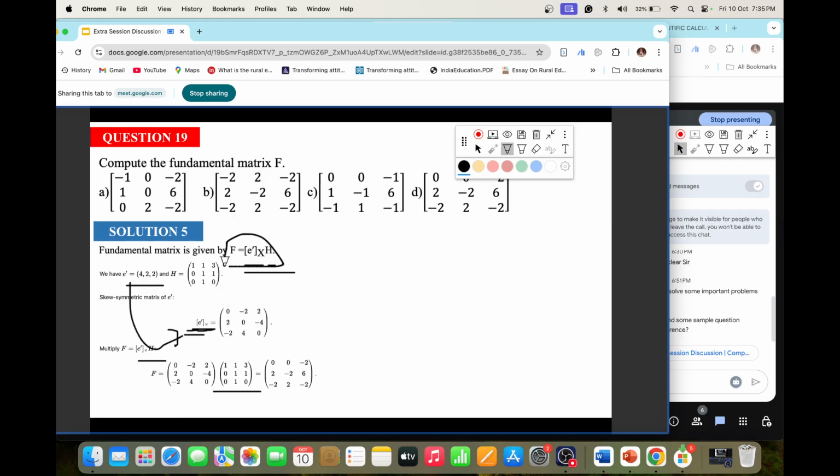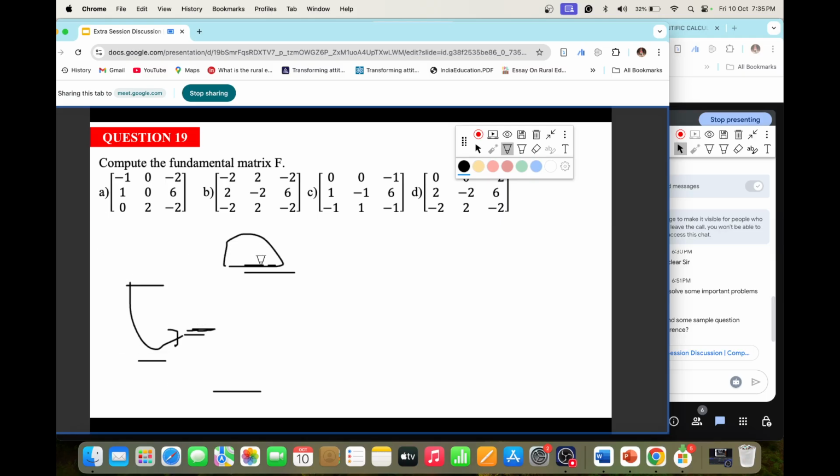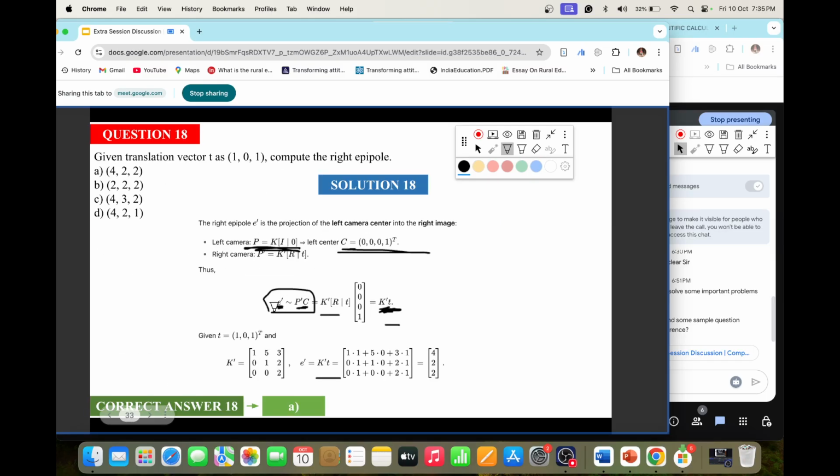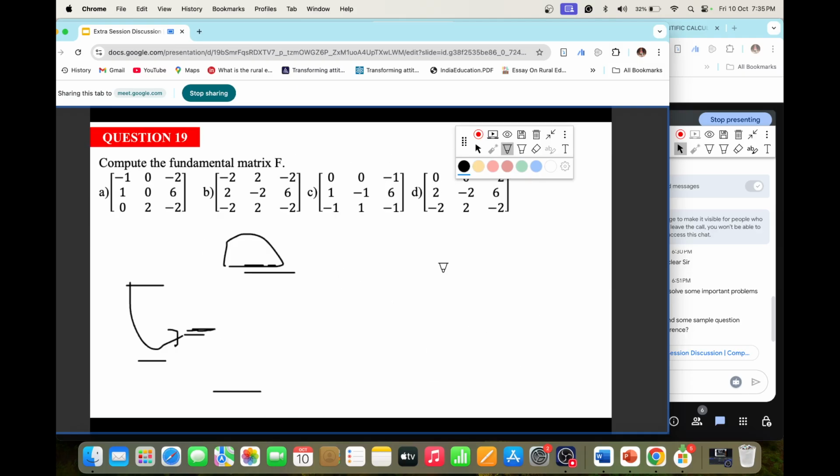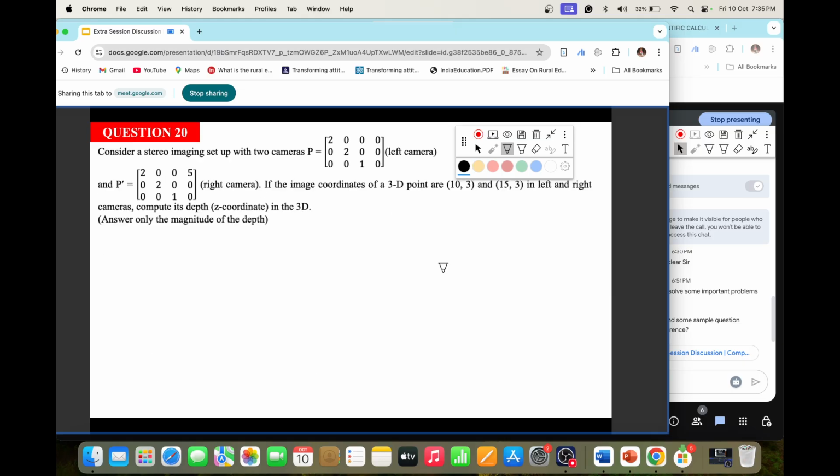Just remember all those formulas. This is the formula of f, this is the formula for how we calculate e dash, and this is how we calculate the h. So please remember all these formulas. If you remember them, you are good to go. So this is regarding 18, 19, and this is the new question, that is 20.